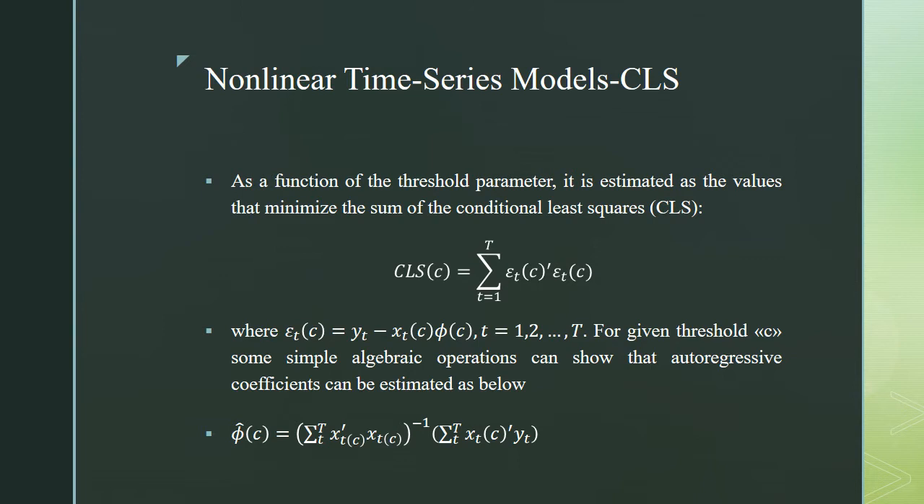Nonlinear time series model CLS. As a function of the threshold parameter, it is estimated as the value that minimizes the sum of the conditional least squares. For a given threshold, some simple algebraic operations can show that the autoregressive coefficients can be estimated as below.